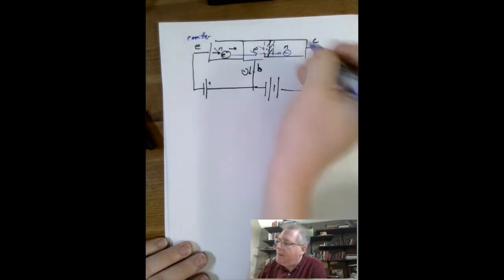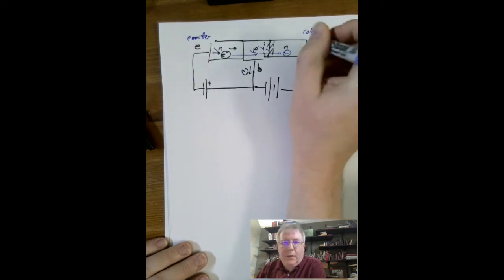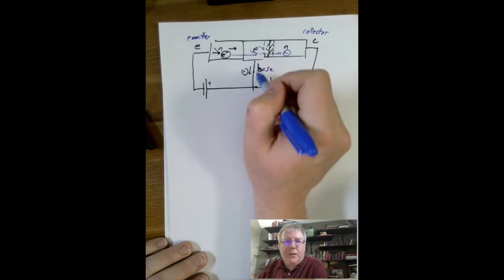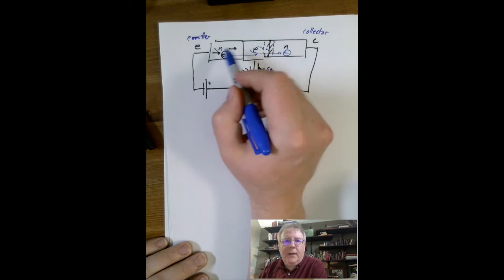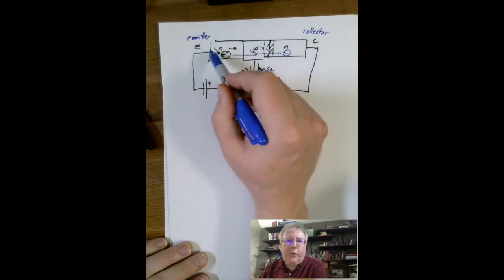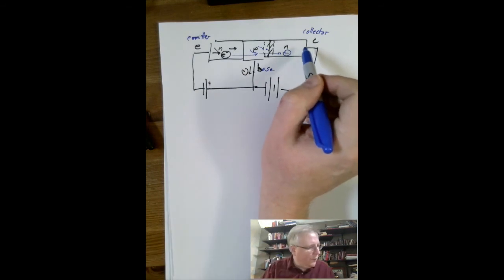because it emits the electrons. This is called the collector, because it collects the electrons, and this is called the base. So the base is sort of your control line, and the emitter is sort of your source of electrons, your low voltage side, and the collector is the high voltage side where the electrons come out.